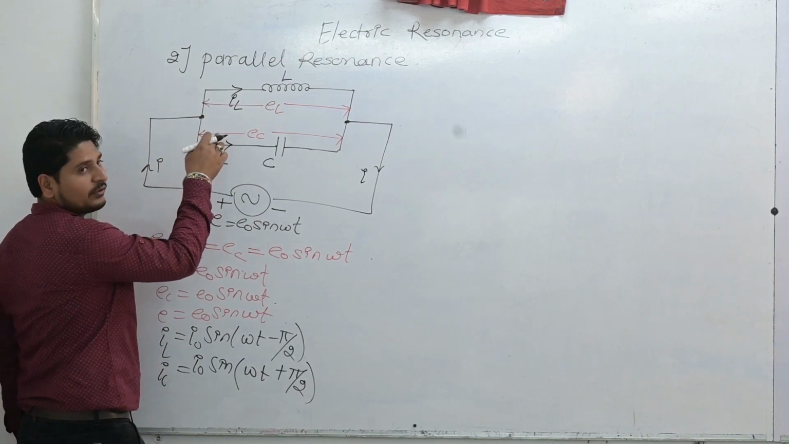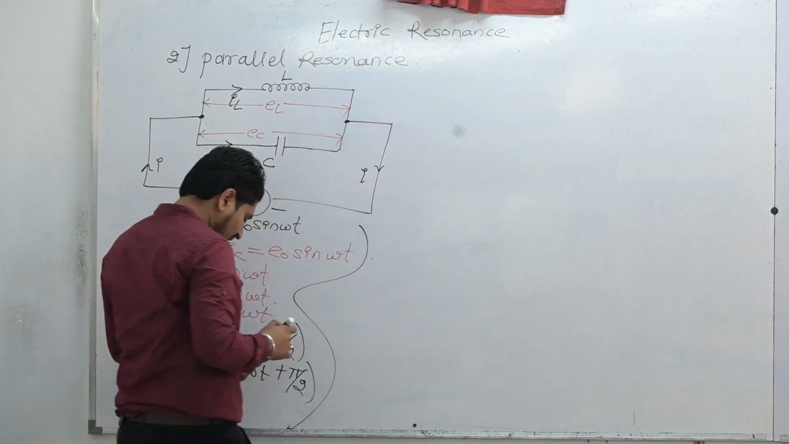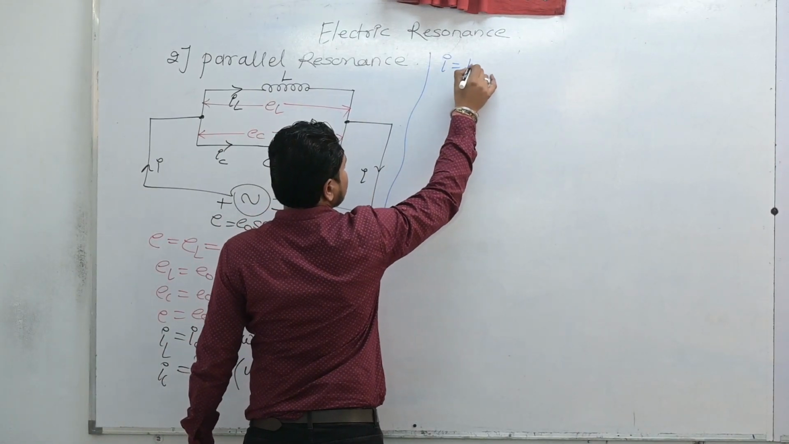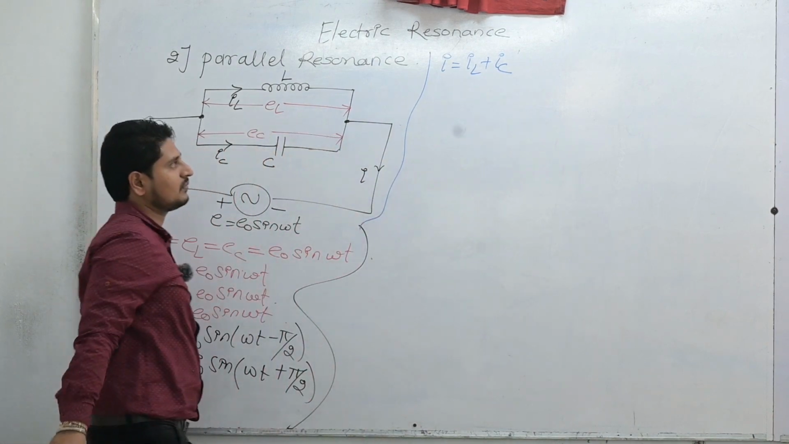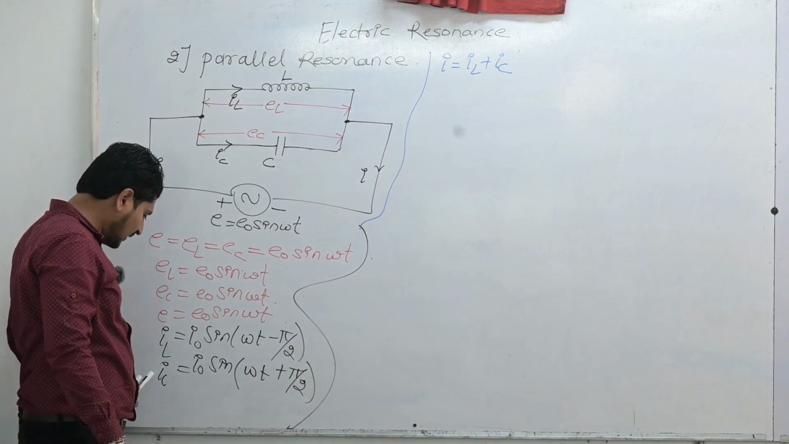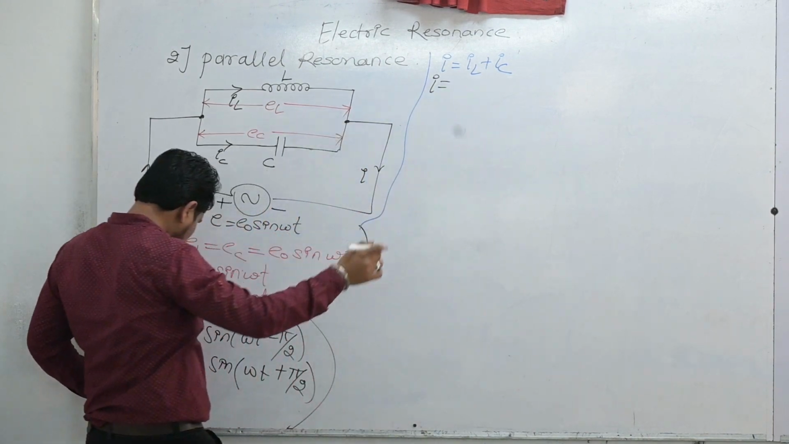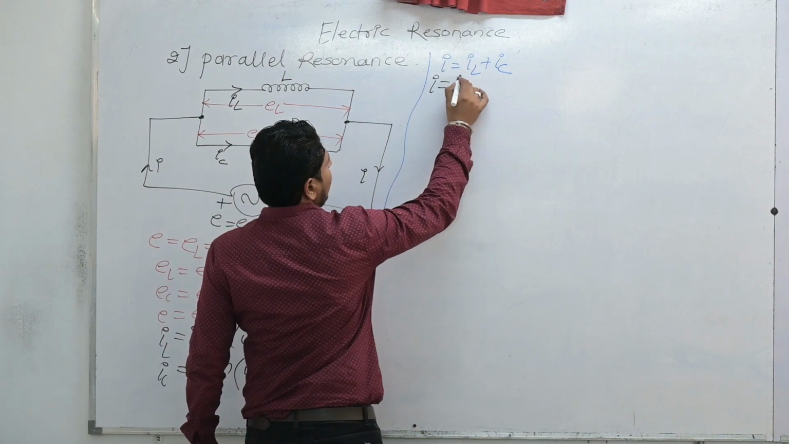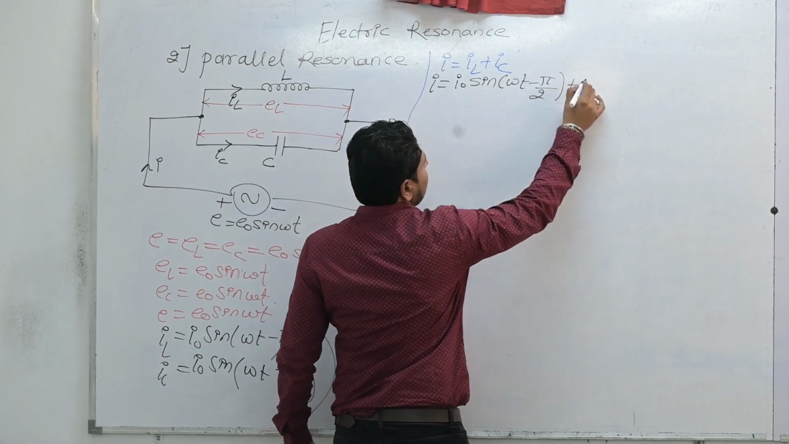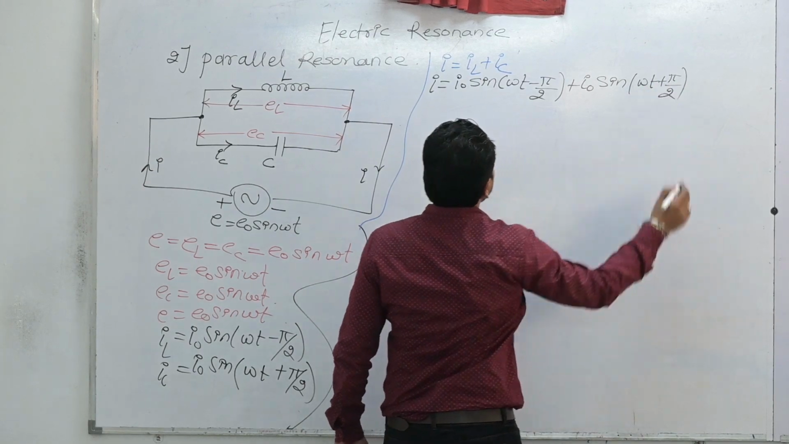Now this is the total current flowing through the circuit, and it is divided into two parts. So we take the equation from this one. It is called the total current. So I should be equal to IL plus IC. We have the equation for IL and we have the equation for IC. So I is equal to I naught sine omega t minus pi by 2, plus I naught sine omega t plus pi by 2.